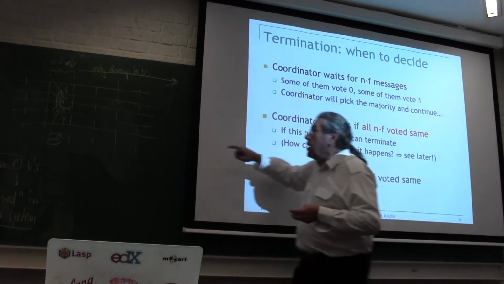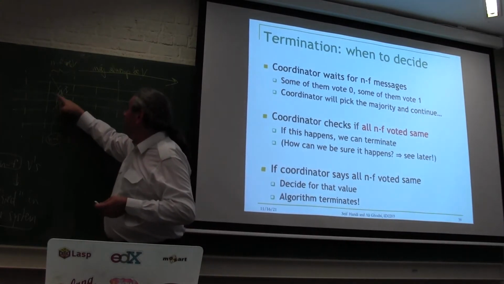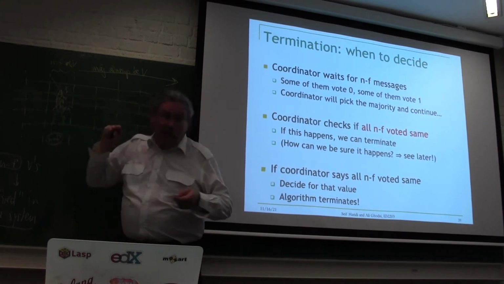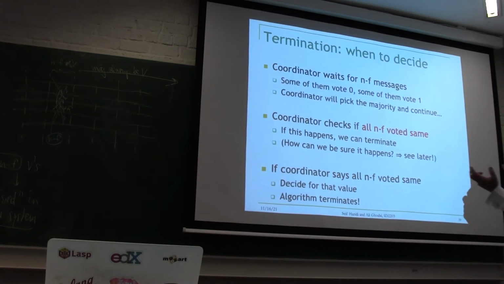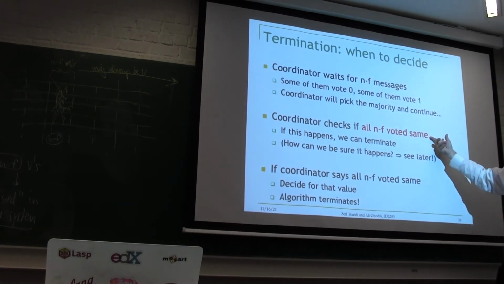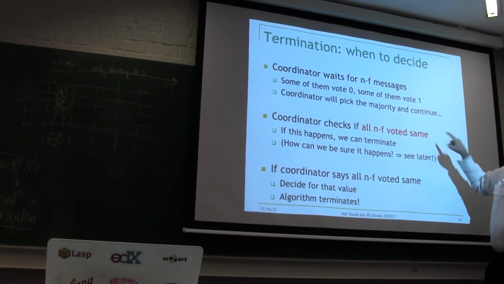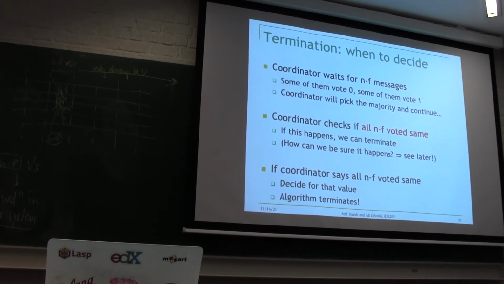So the point is you're getting n minus f here, and some are 0s and some are 1s. But maybe they're all the same. Maybe they're all 0s or all 1s. If that happens, we can stop. Okay? We can stop because we can decide then. If it happens, we can terminate.